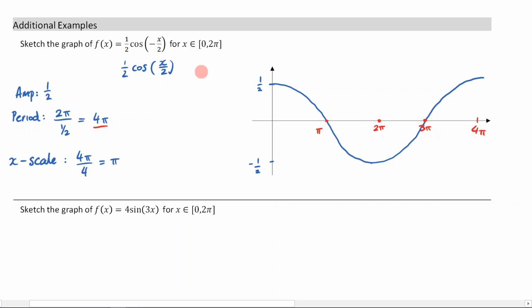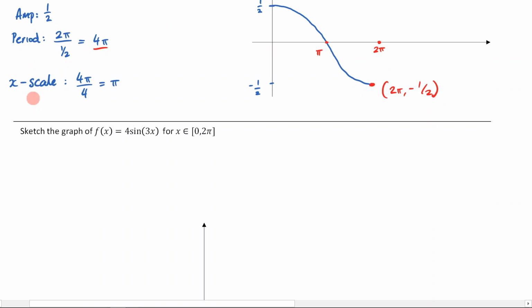Now, we have to be careful. We have to look at our domain. It's just from 0 to 2 pi. We've gone too far. We should have stopped here. So we can rub out that section of the graph and that and that and that. And this is where it's going to end. So always make sure you're looking at the domain. You don't necessarily have to draw a full cycle. You just look at the domain there. So this is going to be 2 pi, negative a half. And that's it. All right, let's go on to our next one here.